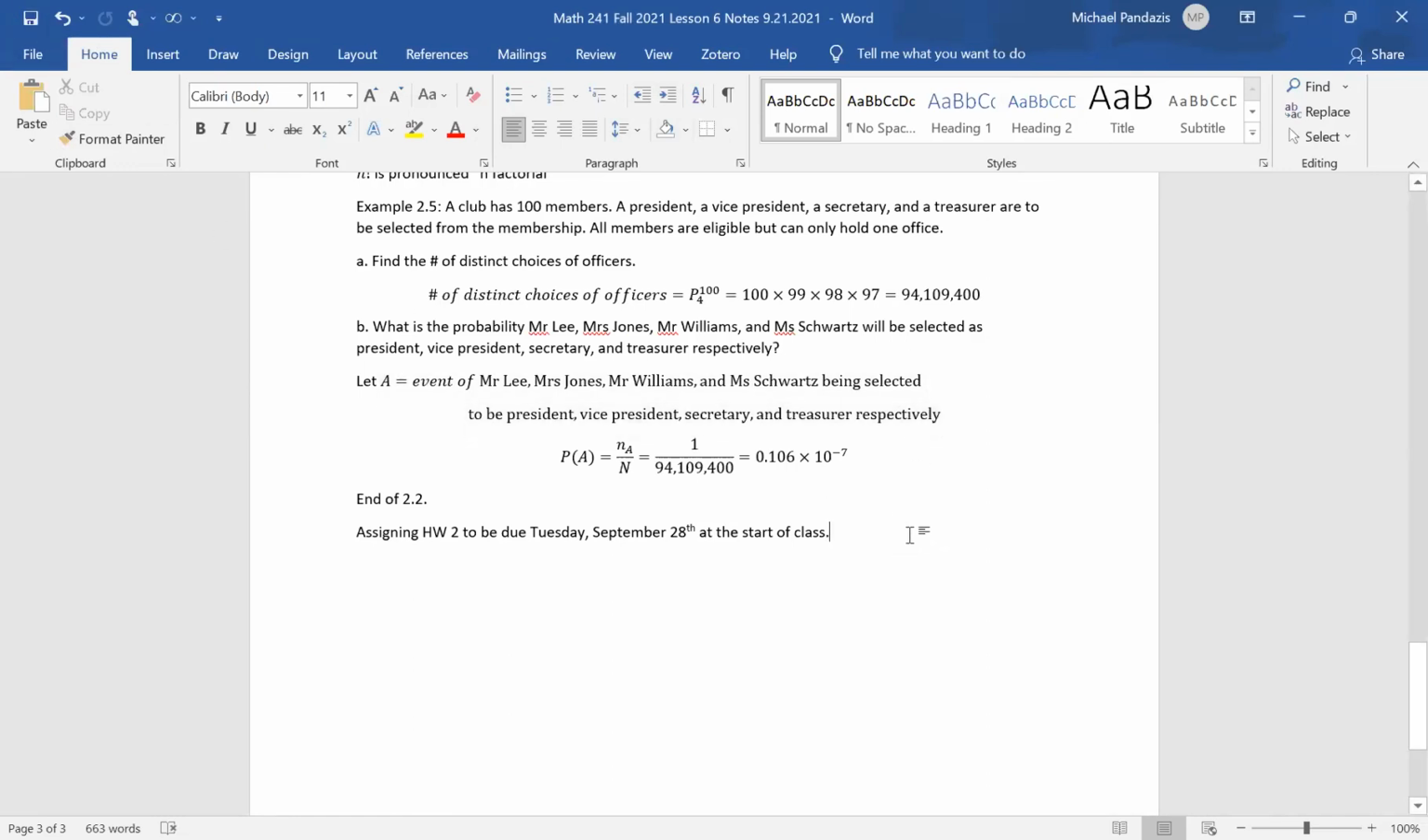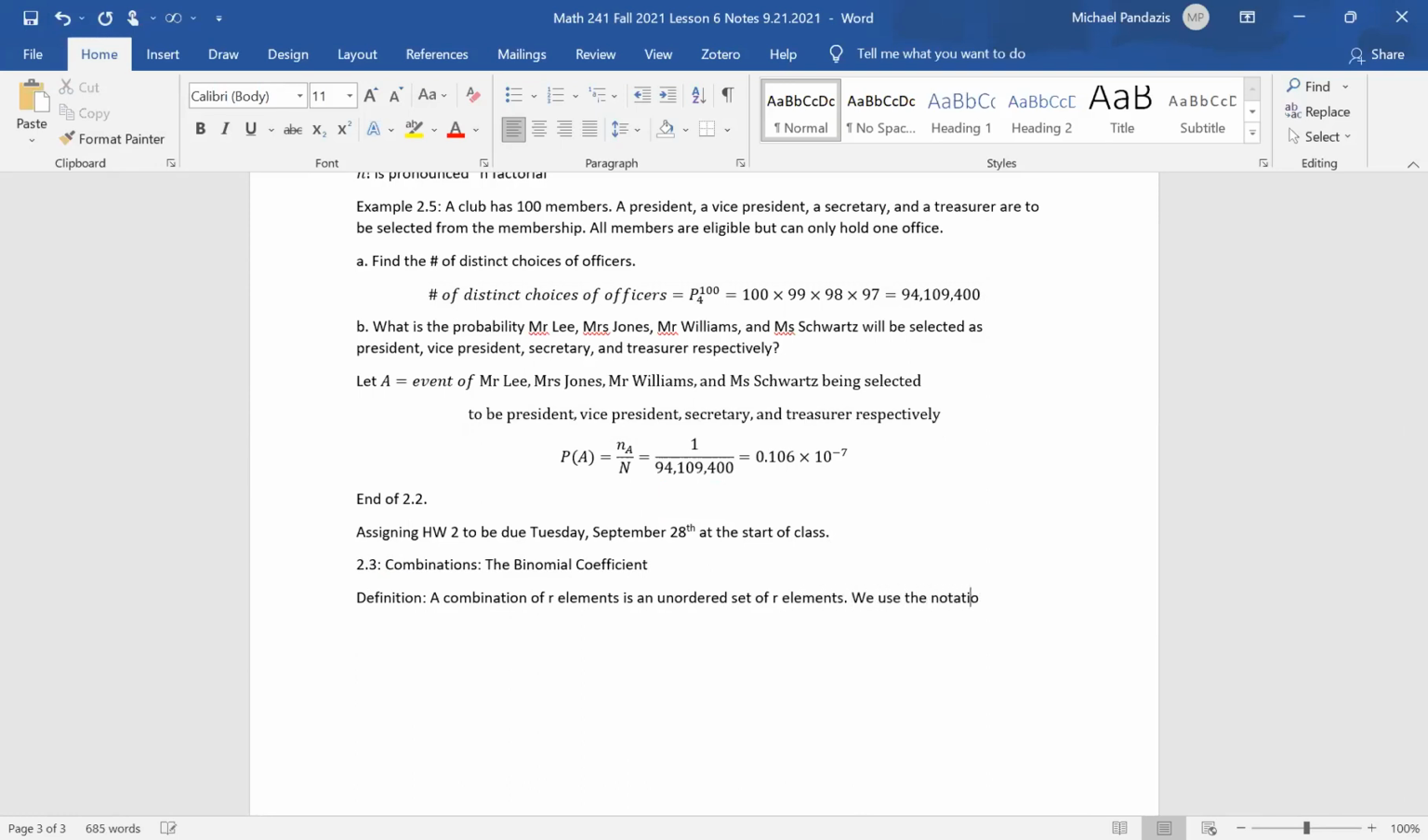Okay, so that's the end of 2.2. Now 2.3, combinations, the binomial coefficient. So 2.3 is on combinations, and specifically the binomial coefficient. So let's start with the definition. A combination of R elements is an unordered set of R elements.